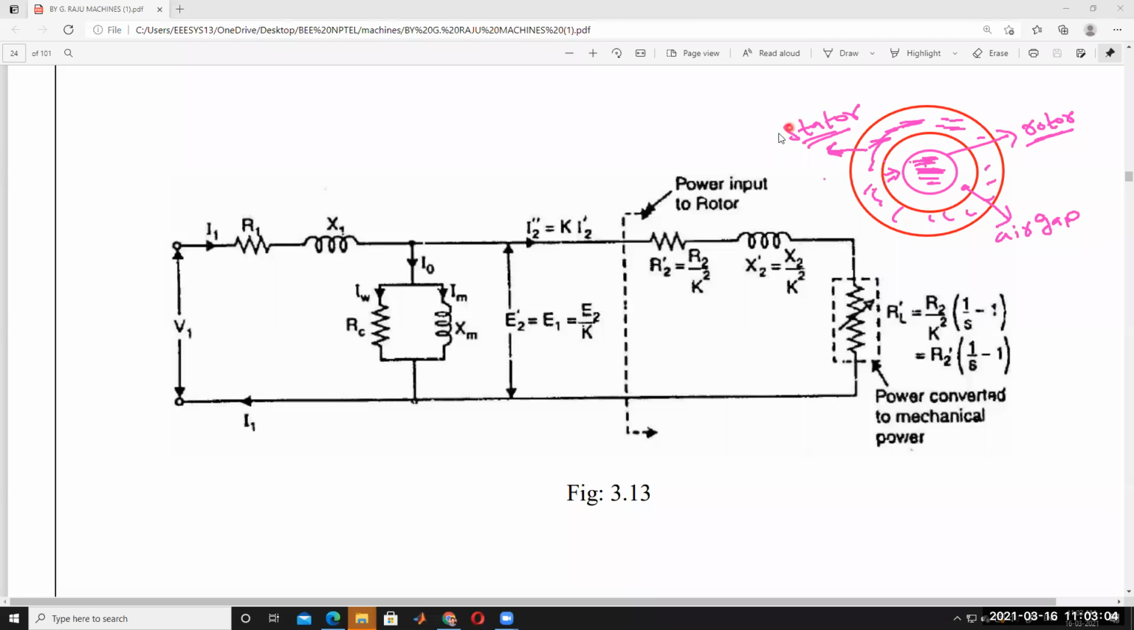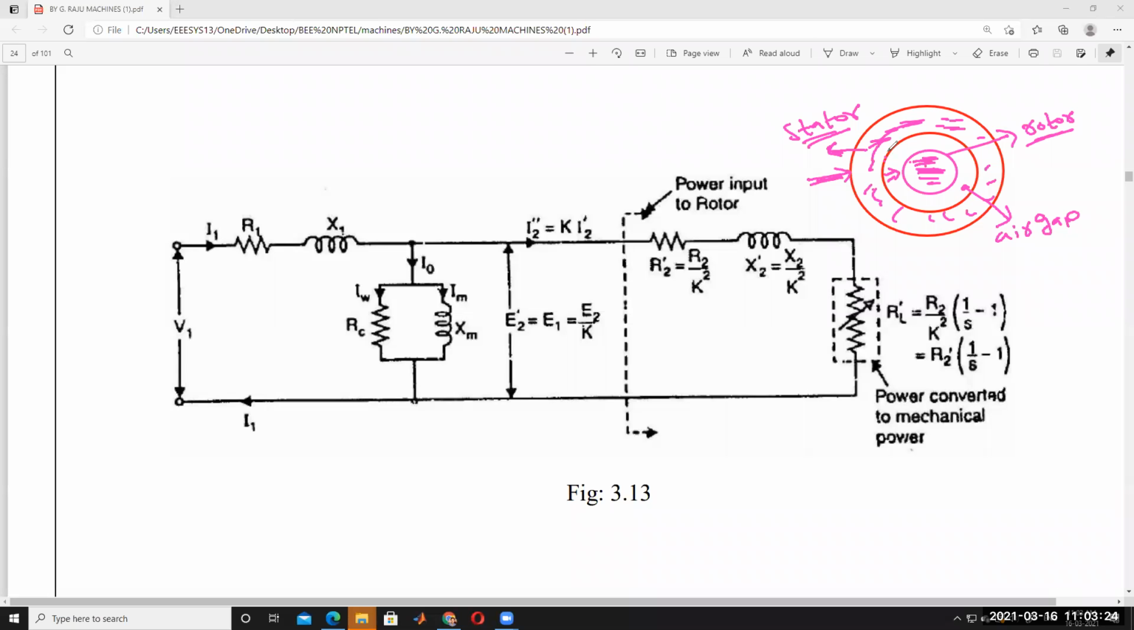Understood? So that's called stator input. Here this is called stator input. So this is called input of the stator. Am I right? This is called stator input. And this is called stator output. Okay.